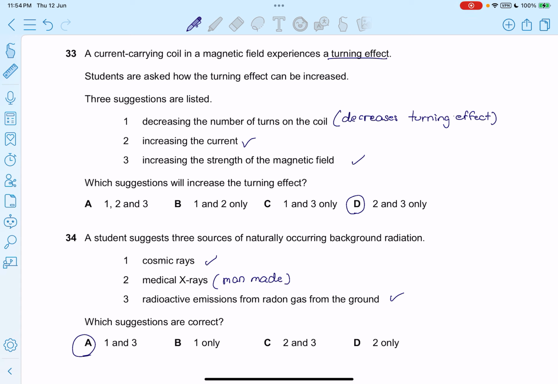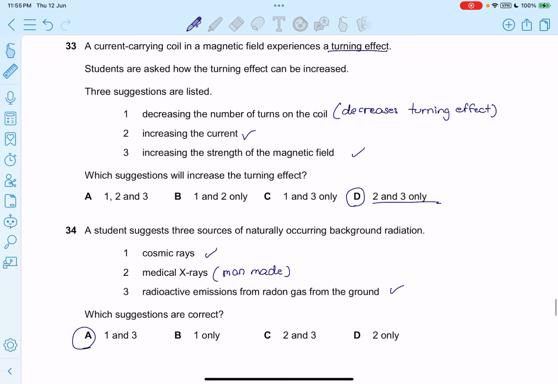This decreases the turning effect because there's less EMF being produced. For number 2, increasing the current, yes, that will increase the amount of EMF produced. Number 3, increasing the strength of the magnetic field, also increases the EMF produced. So 2 and 3 are the correct suggestions to increase the turning effect. So 2 and 3 only. Option D is correct for 33.